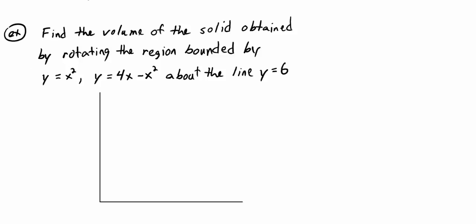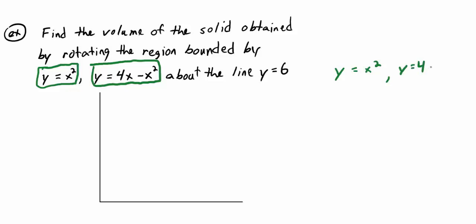So take a look at the equations that form our region. That one's a very familiar parabola, and then we have to figure out what that guy looks like. Let's figure out where they intersect right away, before we try and draw this thing: y equals x squared, y equals 4x minus x squared.